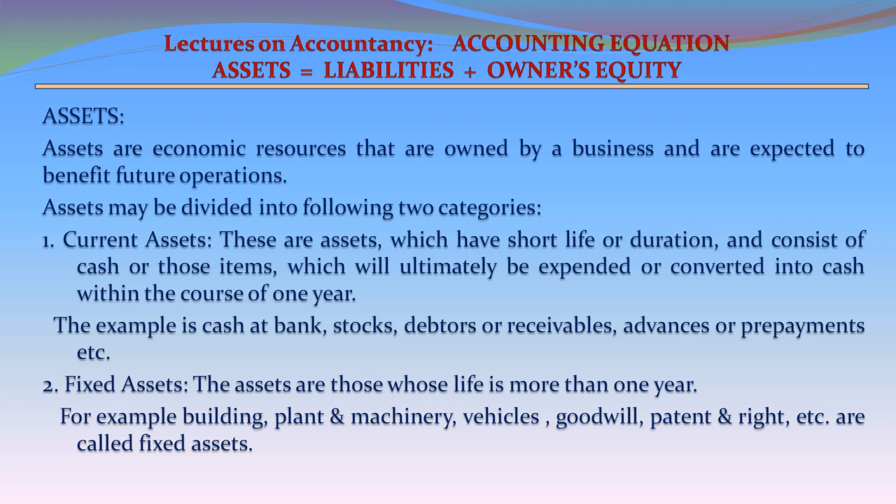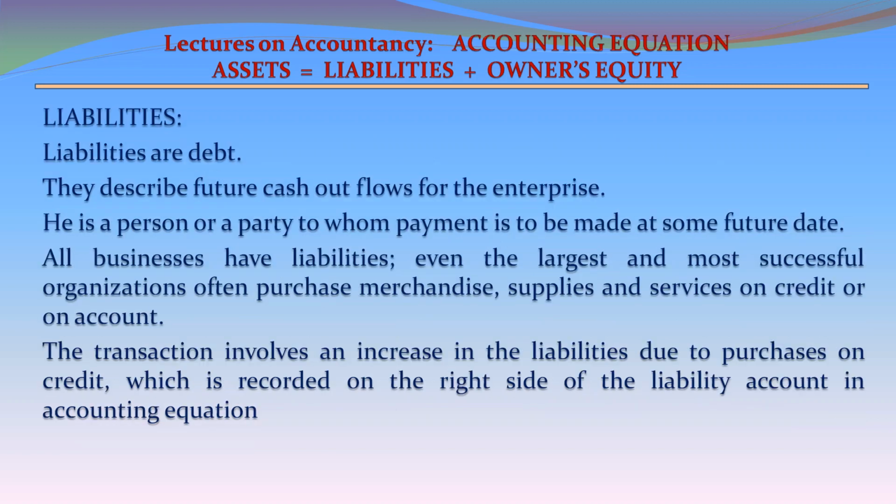1. Current assets. These are assets which have short life or duration and consist of cash or those items which will ultimately be expended or converted into cash within the course of 1 year. Examples are cash at bank, stocks, debtors or receivables, advances or prepayments, etc. 2. Fixed assets. These are assets whose life is more than 1 year. For example, building, plant and machinery, vehicles, goodwill, patents and rights, etc. are called fixed assets.